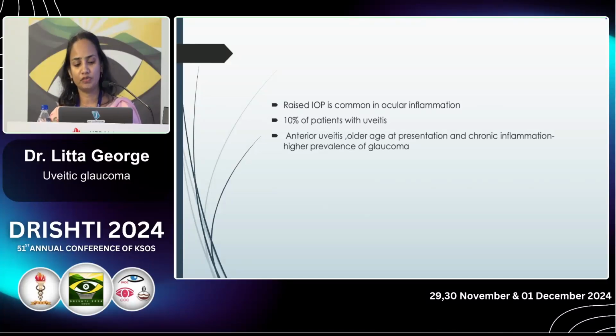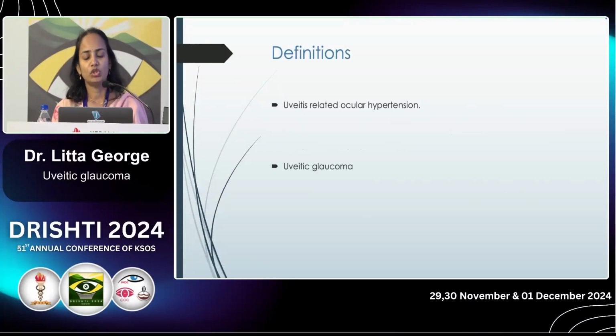A certain subset of uveitis, that is anterior uveitis, older age at presentation, and chronic inflammation, do have a higher prevalence of glaucoma. So you can have a uveitis-related ocular hypertension where during the active phase of inflammation the intraocular pressure is high, but the disc is normal and the field is normal. But when the raised intraocular pressure persists for a longer duration, it can affect the optic nerve, leading to visual field defects. Then it becomes a uveitic glaucoma.